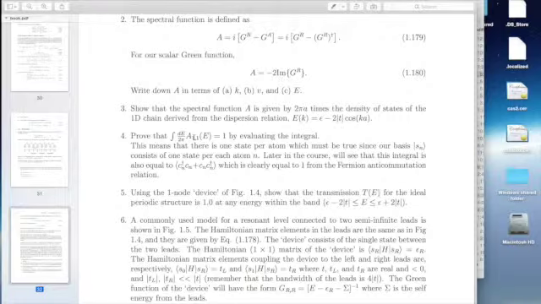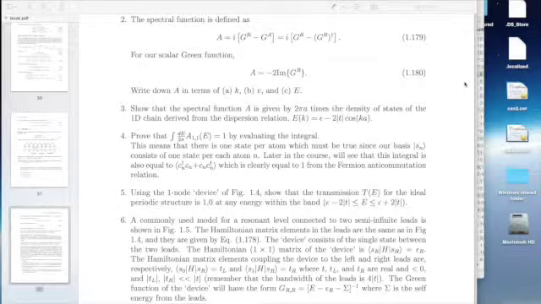That this integral is equal to 1. I mean, what is the meaning of the spectral function? What is the meaning of the density of states? And well, okay, no one's going to venture a guess here.